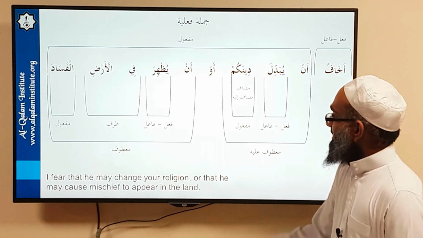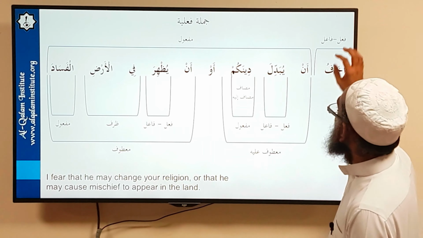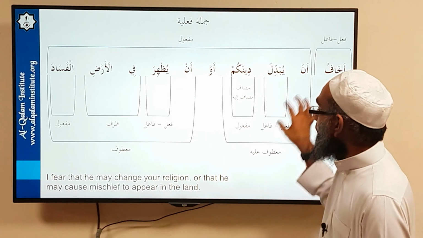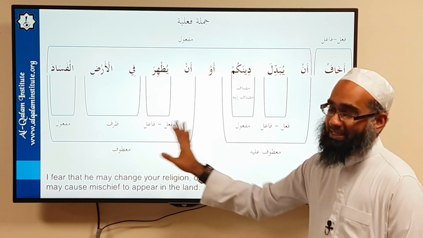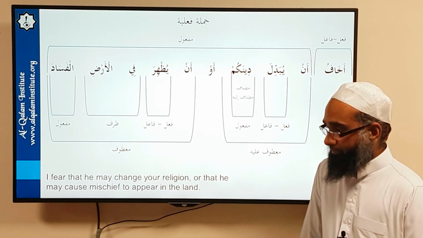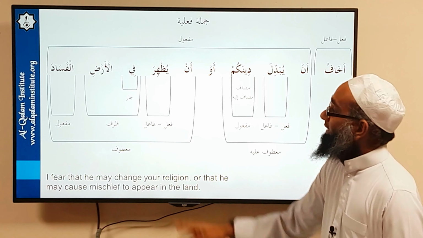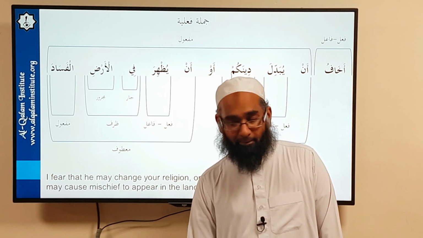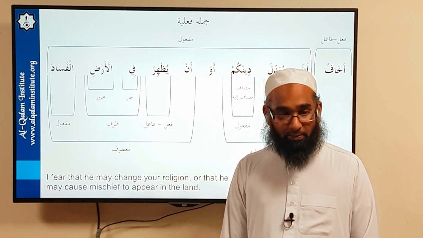Do you understand? So the point we're trying to make here is, you have a fa'il, fa'il, maf'ul, and within the maf'ul, you have ma'tuf alayhi and ma'tuf, which are both sentences. You see? And here, I forgot jar and majrur. Do you understand? Yeah? Does it make sense? Yeah.